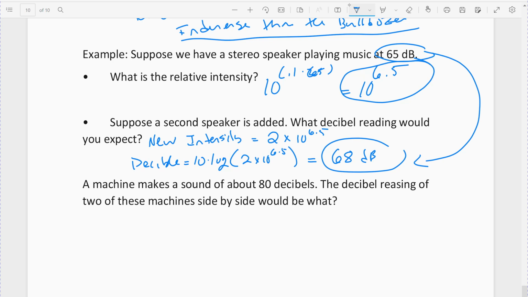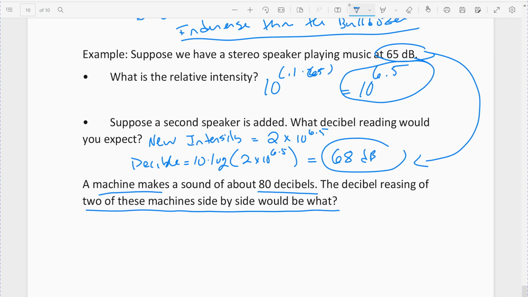So let's do another example. Suppose that we have a machine that makes a sound at 80 decibels. What's the decibel change when you have 2 of the machines side by side? So we have 2 machines at 80 decibels. It shouldn't increase by too much. It doesn't go to 160 decibels. You don't double this. It doesn't work that way.